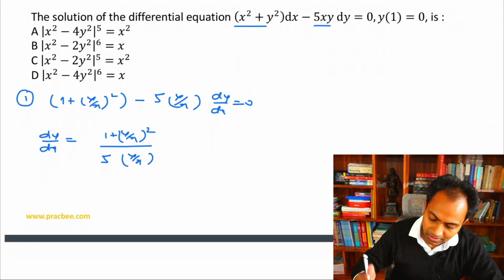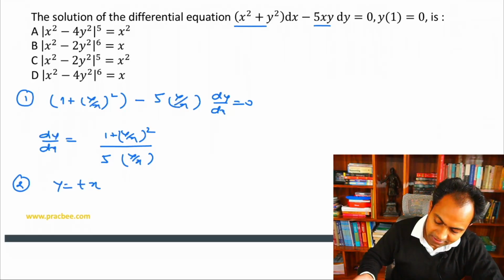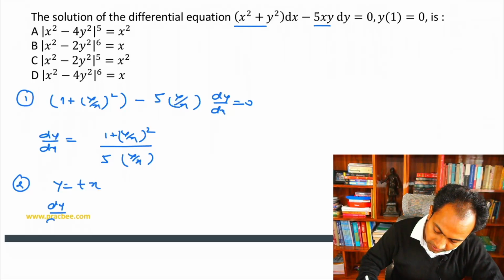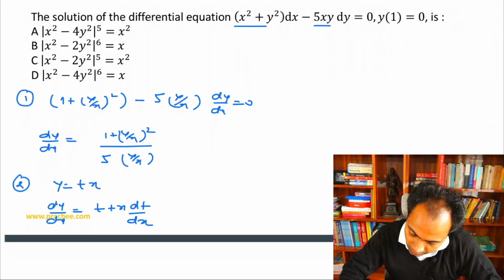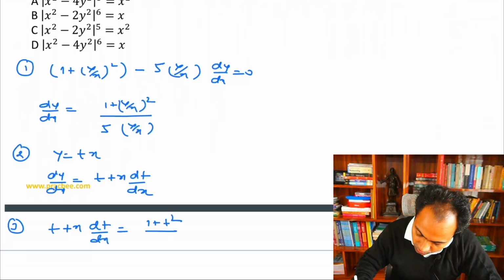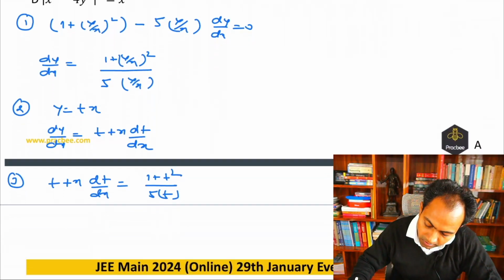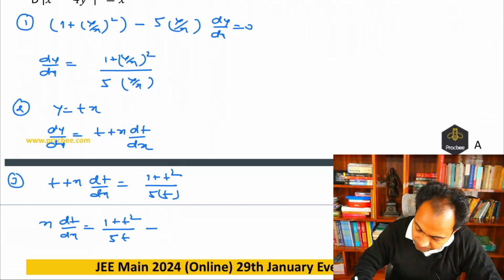Now why are we doing this? You will understand in a minute. So in step 2, we are going to substitute y as tx, or y by x as t, same thing. So this will become dy by dx is equal to t plus x dt by dx. Now these steps are going to be standard and will come in every question. Now in the next step, third step, let us substitute all the values. So this becomes t plus x dt by dx. The right hand side becomes 1 plus t square by 5 times t. Now we can take t on the other side. So x dt by dx is equal to 1 plus t square by 5t minus t.